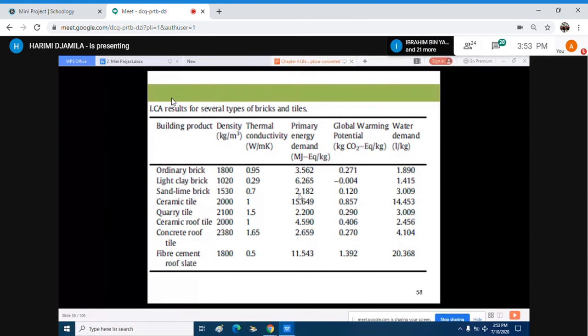Again, sand-lime brick. Global warming, I am not sure why it's minus, light clay brick. It means they are not generating, they are absorbing a little bit of carbon dioxide, or there is something that compensates the global warming generated from light clay brick. The water demand is also shown here. Apparently, the most interesting one, for instance, is light clay brick in most of the aspects when considering the following factors.